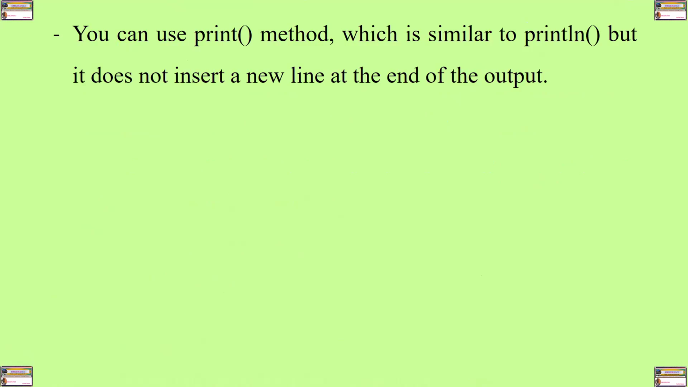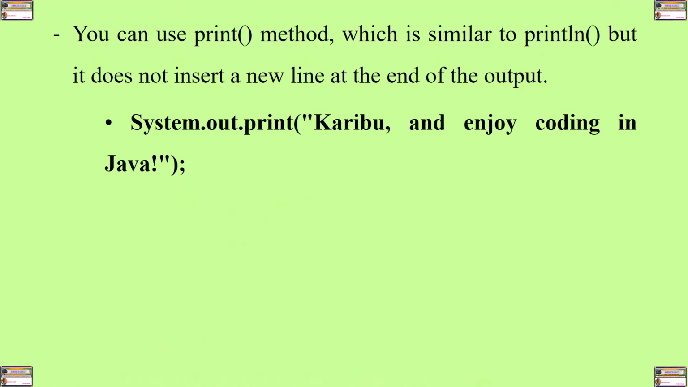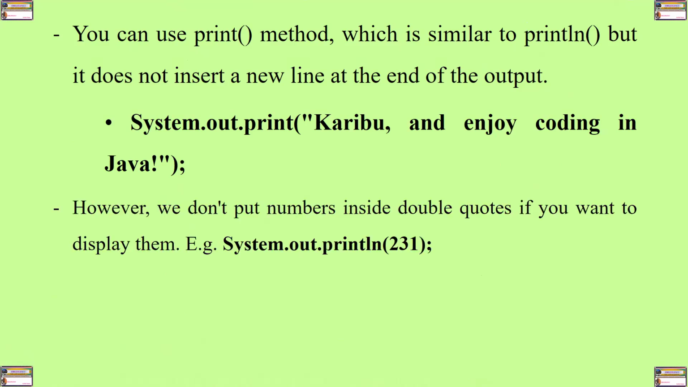You can use the print method, which is similar to the println method, but it does not insert a new line at the end of the output. So you can write the output statement also as System.out.print, and then you enclose whatever you want to be displayed on the screen within double quotes. However, we don't put numbers inside double quotes if you want to display them directly on the screen.